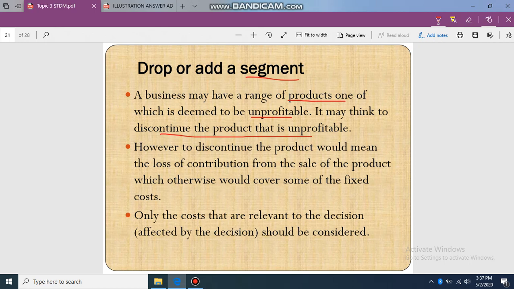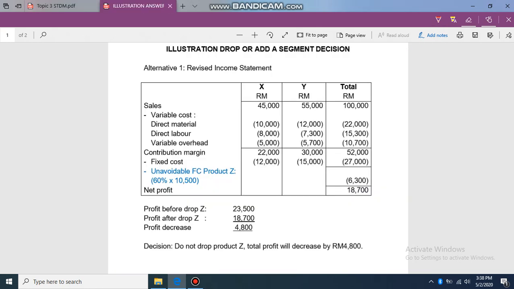However, to discontinue the product would mean the company will lose the contribution from the sales of the product, which otherwise this contribution could cover some of the fixed costs. So only the costs that are relevant to the decision, affected by the decision, should be considered. So in order to make a decision whether to discontinue or drop a segment or not, we have to take into consideration which cost is affected by the decision or not. Okay, so now we refer to the illustration.